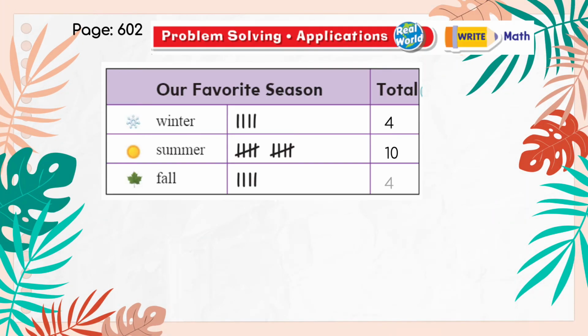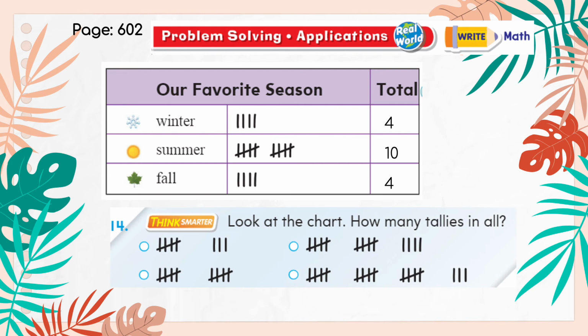Now on the same question, let's look at the last part. Look at the chart. How many tallies in all? So now what we have to do is we have to add all the tallies. So it's 4 plus 10, it's 14. 14 plus 4 is equal to 18. So we are going to look at all these options and we are going to select the option which shows number 18. So let's see.